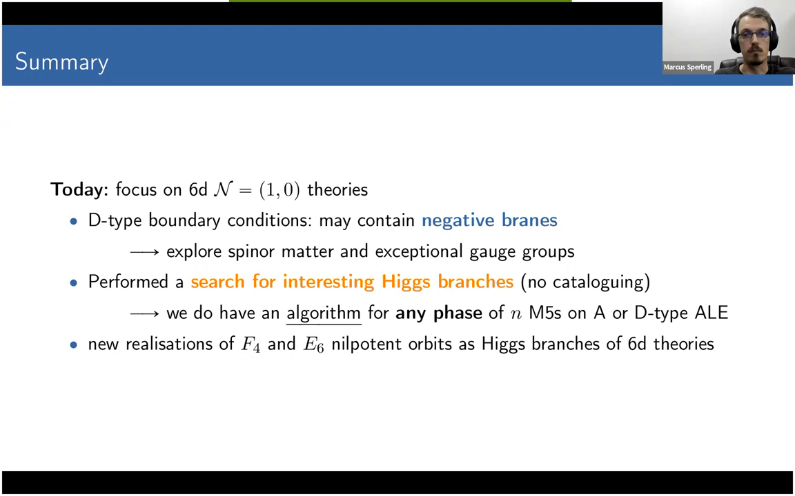Here, we haven't done an exhaustive sweep or a cataloging of theories, but we've been focusing on theories which are interesting. Interesting here means theories for which we can say quite a lot, and quite a lot means theories which are understood mathematically very well. So these are nilpotent orbits. And much to our surprise, we have found that some of these expansions are actually realizations of these high dimensional nilpotent orbits, in particular of the F4 and the E6 one.